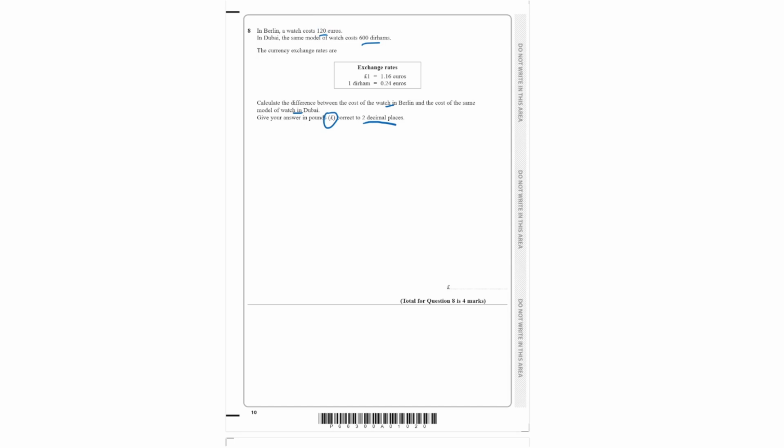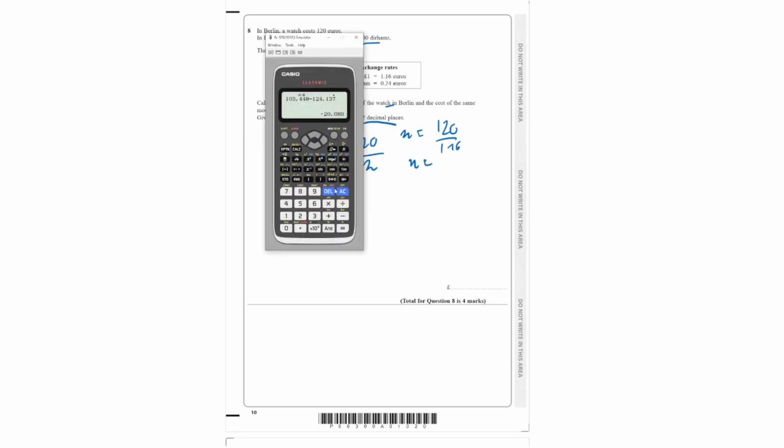Well, let's start off with Berlin since it's the easier one. We can see that the exchange rate is 1.16 euros to 1 pound. And we have 120 euros is equivalent to an unknown x pounds. We can simply multiply both sides by x and divide by 1.16. That gives us x equals 120 divided by 1.16. So therefore, we can find the price of the Berlin watch in pounds. Let's see.